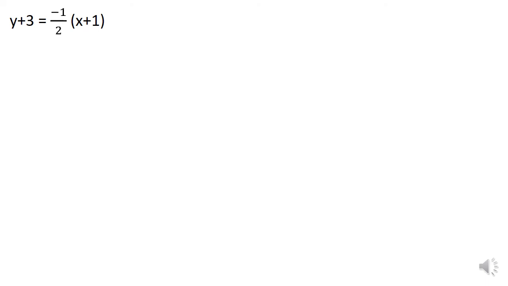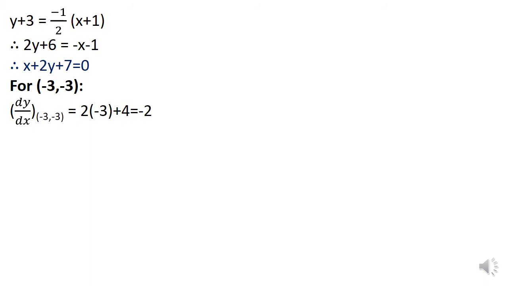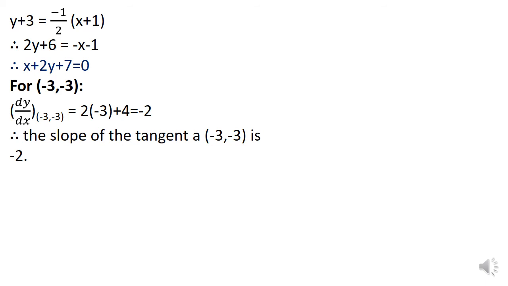So we get the equation of the normal like so. And thus we found the equation of tangent and normal at that particular point. Now for minus 3, dy by dx at minus 3, putting x is equal to minus 3 in the equation, we get it as minus 2. So this is the slope of the tangent at that particular point.